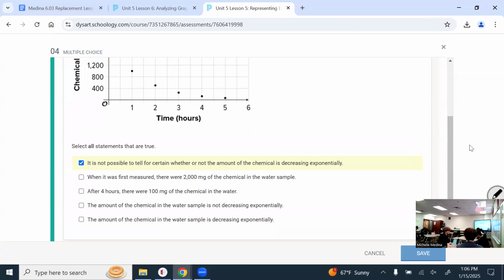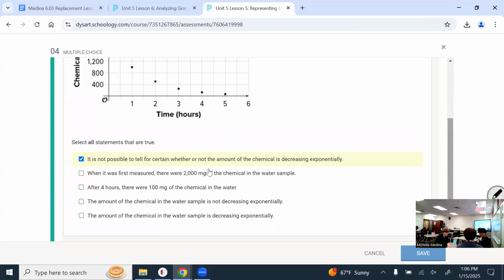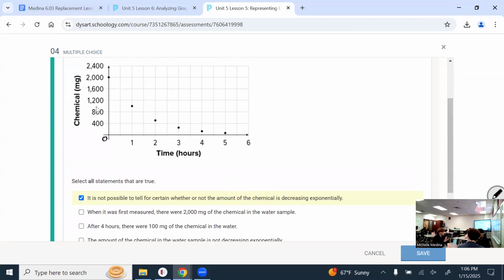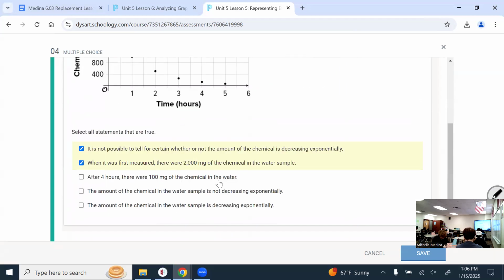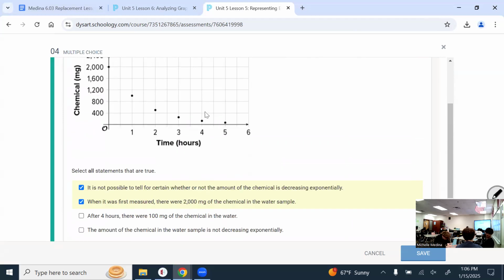It's not possible. When it was first measured, there was 2,000 milligrams of chemical in the water sample. Looks like it to me. That's my y-intercept. And then after 4 hours, there was 100 milligrams of chemical. I can't really tell, honestly. 4 hours, that could be 100. It might not be. I don't think it is, because I think I actually figured out the factor and did the math, but according to this, it's not possible to figure it out.